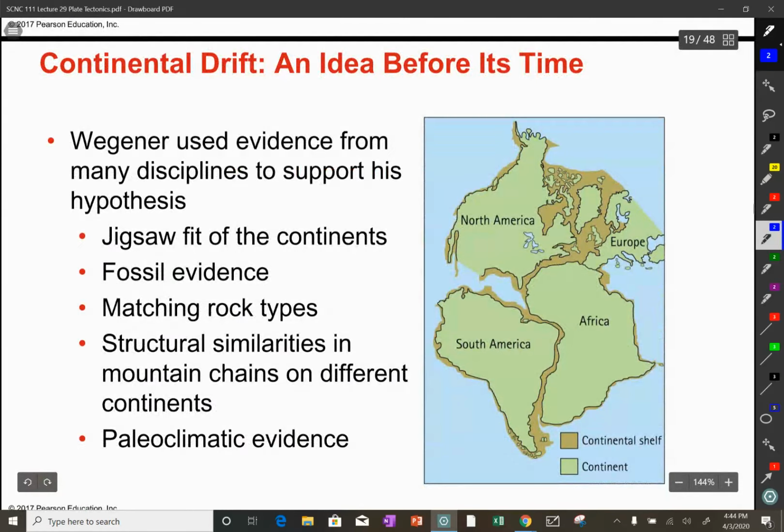How did he come up with this? Well, he didn't look at just one thing. One thing he looked at was the apparent match in the shapes of the continents. If you bring South America and Africa together, they fit together.